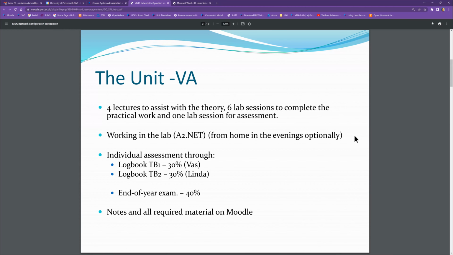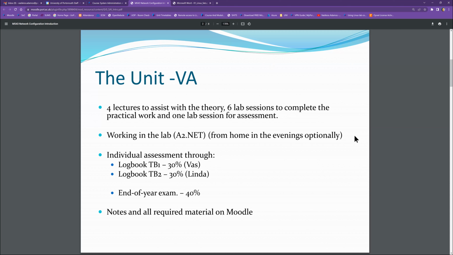So we'll have 4 lectures to assist you with the theory. Then we'll have 6 lab sessions to complete the practical work. And then we'll have the final session, the one on the 12th of December, that will be the assessment of the logbook. So this will be for teaching block 1. Teaching block 2, Linda will follow a similar structure as well. Give you a bit of theory, explain what we're doing in the lab the first few weeks, and then you get onto the lab and work on it.